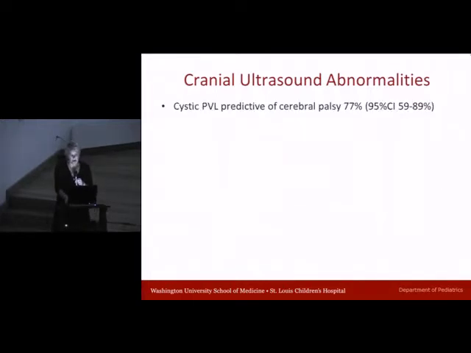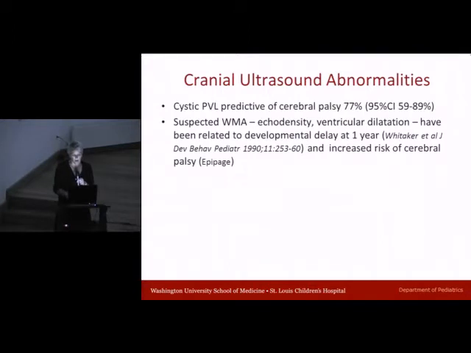Well, cystic PVL actually is very predictive of cerebral palsy, with a range between about 60 and 90%. Overall, if you see cystic PVL, there's about a 75% chance that that child will have cerebral palsy of some dimension. What about more mild abnormalities on cranial ultrasound? Echo densities, ventricular dilatation. Well, these have been related to developmental delays, but only very early, and also within the EPIPAGE study to increase risk of cerebral palsy, but again, with nowhere near the potency that this finding of cystic PVL has.